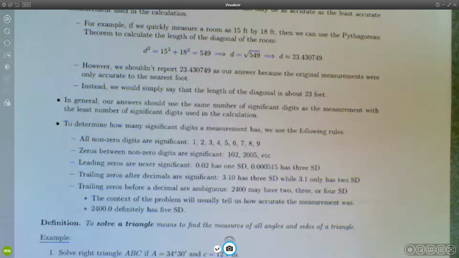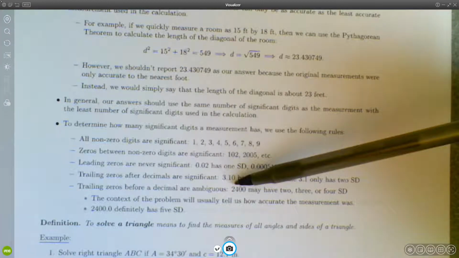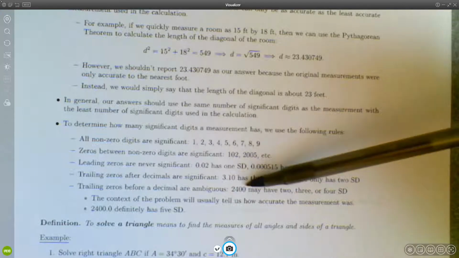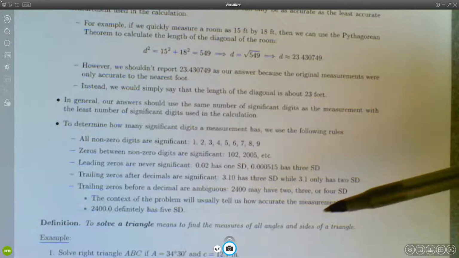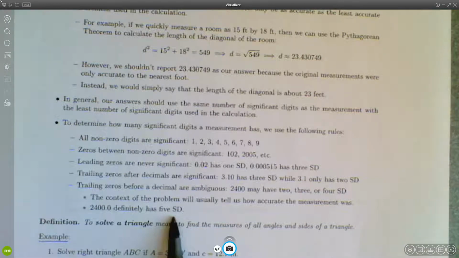But trailing zeros before a decimal are ambiguous. With 2400, we're not sure if that has 2, 3, or 4 significant digits. The context of the problem will usually tell us how accurate the measurement was. But if you had something like 2400.0, then you would definitely say that has 5 significant digits. So let's go through a few examples.